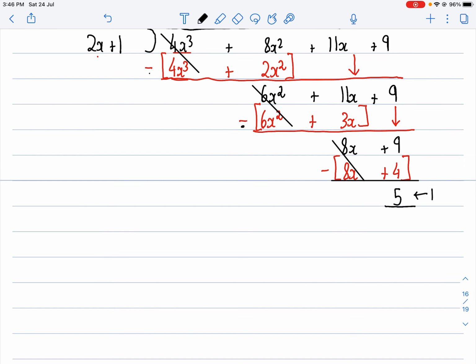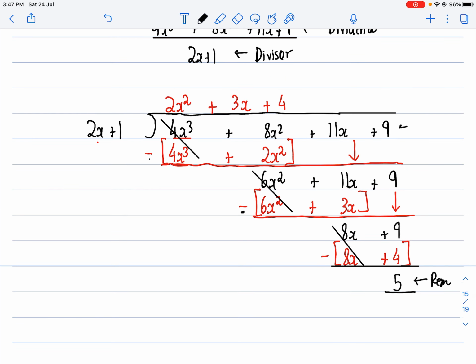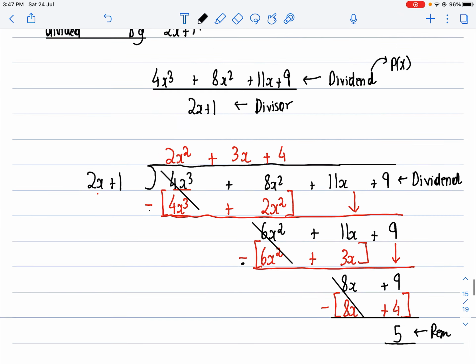So you need to know that this is your remainder. This is your dividend, which is your p of x. Always remember, your dividend is basically equal to the p of x. Very important to remember this. This is your divisor here. This is your divisor. And this is the quotient which you needed to find.